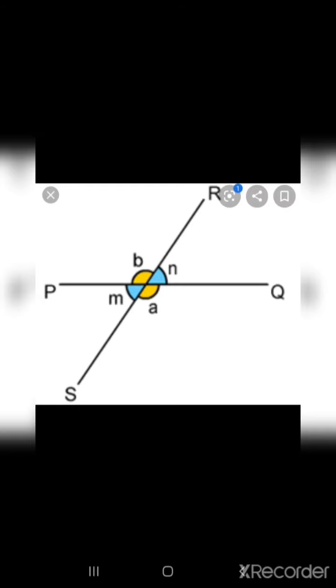Vertical angles or vertically opposite angles. If two lines intersect, then you can have two pairs of angles. Here in this figure, A and B form in opposite directions, that is vertically opposite angles. One pair of opposite angles are A and B. Another pair you can see here, M and N. M and N is another pair of vertically opposite angles.